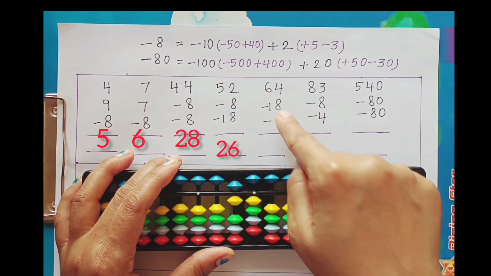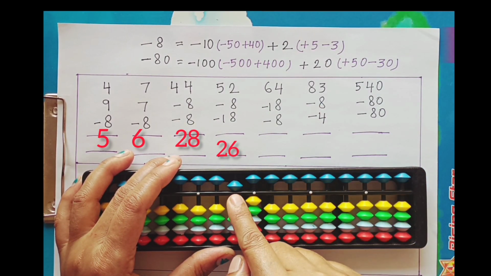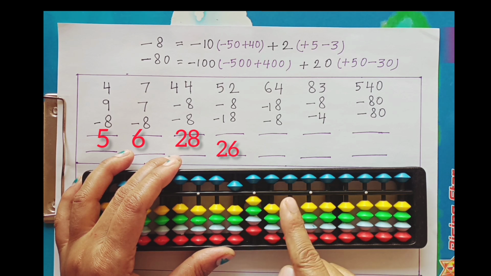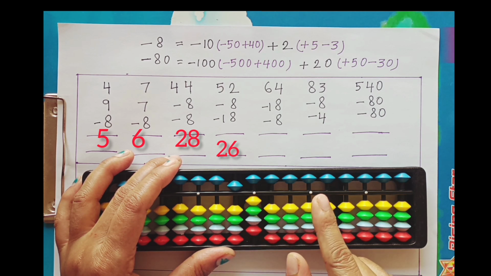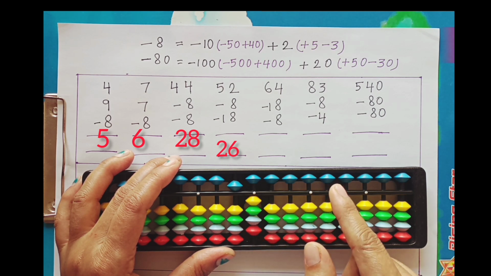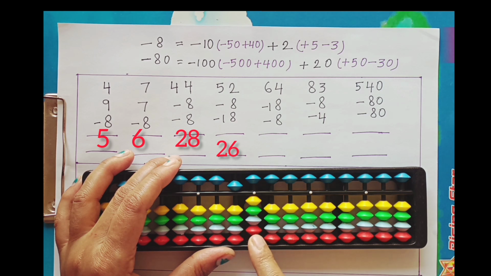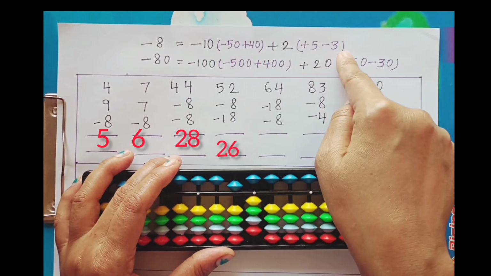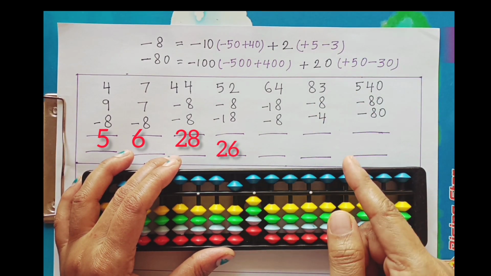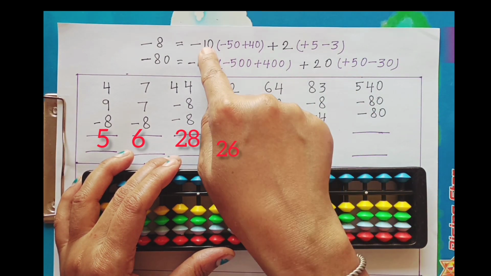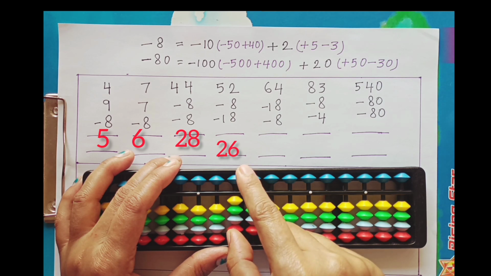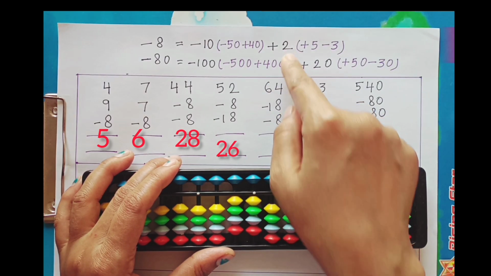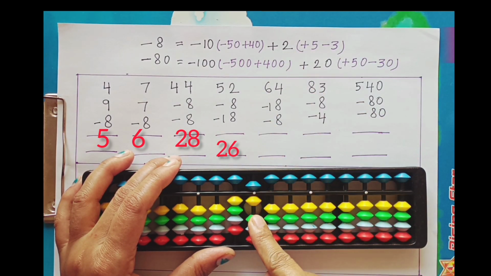64 minus 18. To subtract an 18, we need to subtract a 10 first, then subtract an 8. We cannot subtract an 8 directly. To apply tens complements, we need to subtract a 10, add a 2. We cannot subtract a 10, we cannot add a 2. For both the numbers, we will apply two different formulas. That is mixed complements or the combined formula. To subtract a 10, subtract a 50, add a 40. And to add a 2, add a 5, subtract a 3.